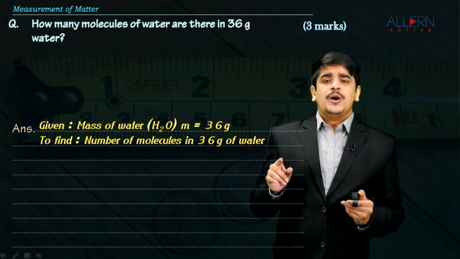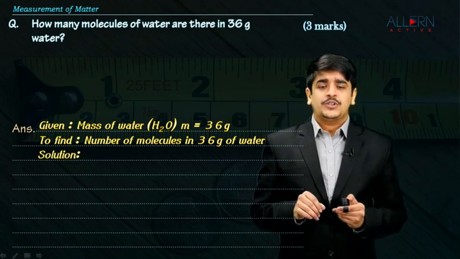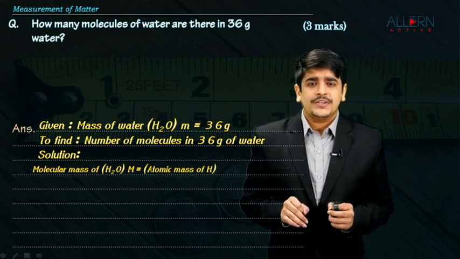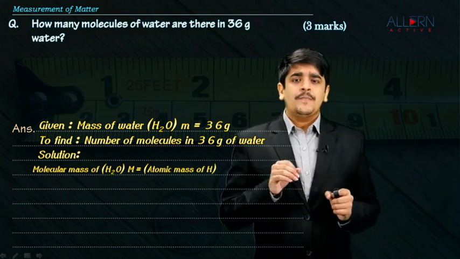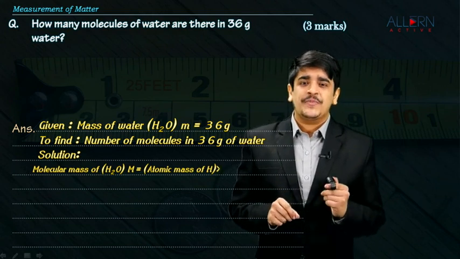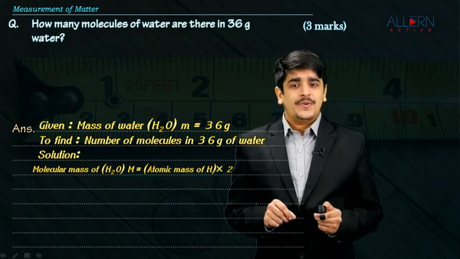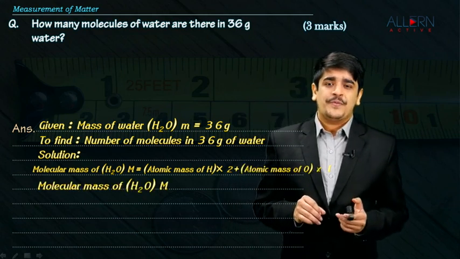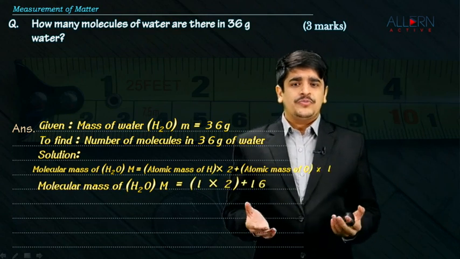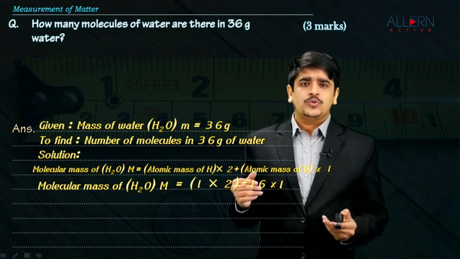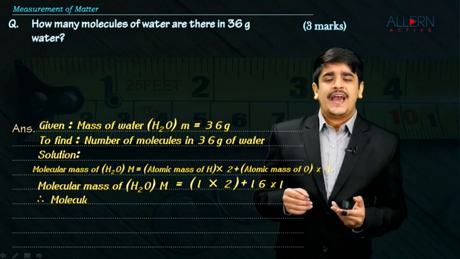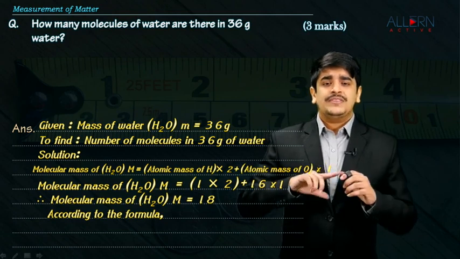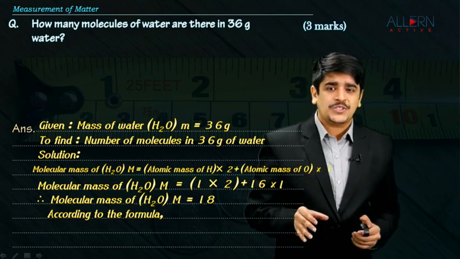Now, to find out the number of molecules in 36 grams of water, we will first need the molecular mass of water. Water is given with the formula H2O. The atomic mass of hydrogen should be taken and multiplied by 2. In a similar manner, the atomic mass of oxygen should be taken and multiplied by 1. When you do that, you have 1 into 2 plus 16 into 1. 1 into 2 is obviously 2, 16 into 1 is 16, and when you add 2 and 16, you get the total as 18. That is the molecular mass of water.